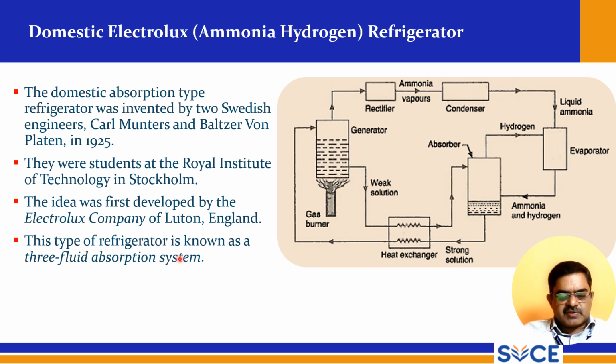This type of refrigerator is also called a three fluid absorption system. So students, in your exam, if you find a domestic Electrolux question, please answer this. Or if you find an ammonia hydrogen refrigerator question, you have to write the same answer. And if you find a three fluid absorption system question, there also you have to write the same answer. So you have to be careful with these names, don't get confused, and write the precise answer.